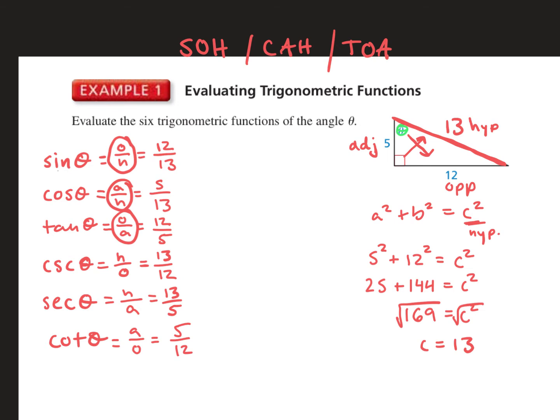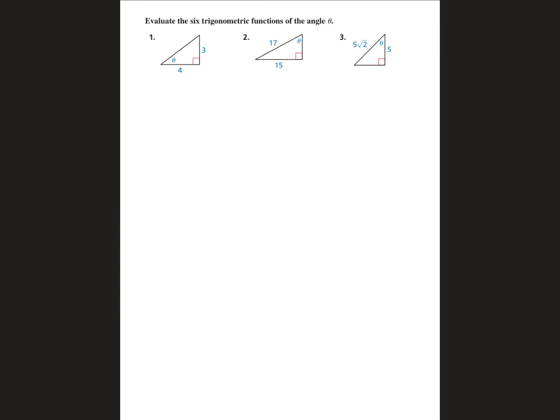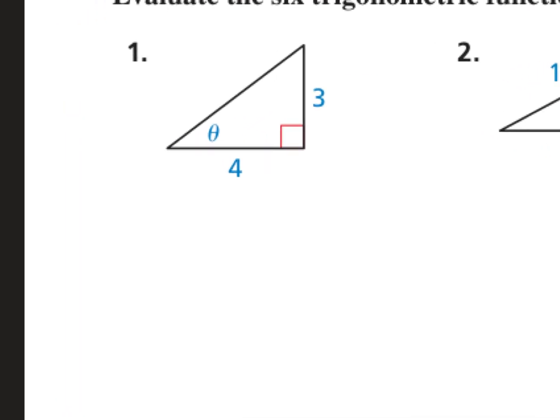So it really helps to label your adjacent, opposite, and hypotenuse. And then for each one, you just have to look back at the triangle. There's not a lot of math going on, it's just plugging it in. All right, 1, 2, and 3, we have to do the same thing, find our 6 trig functions.